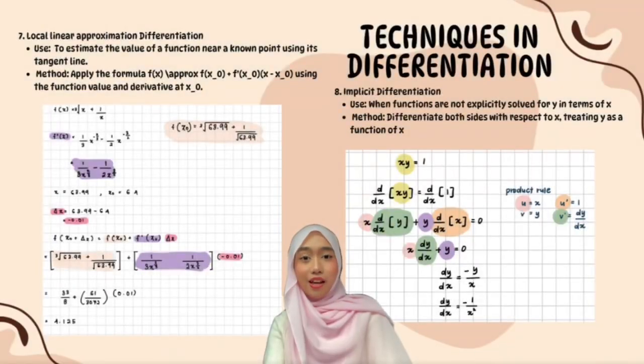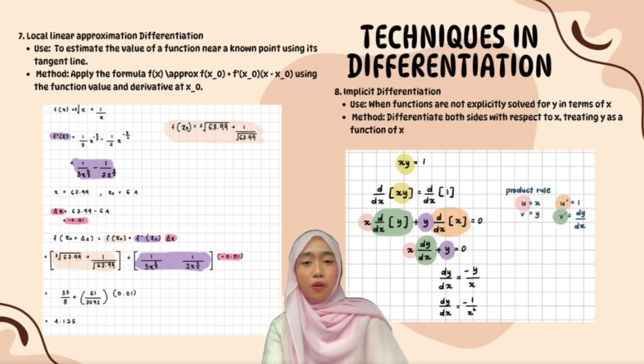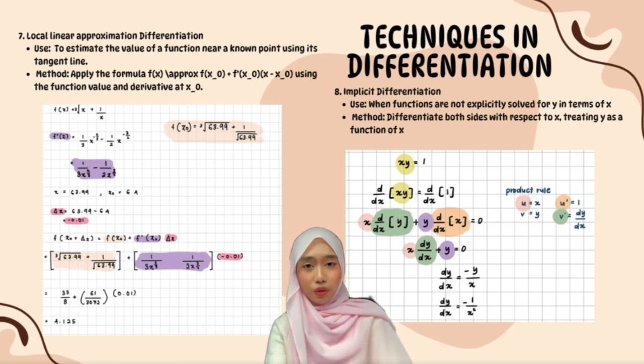Next is local linear approximation. How to use it? It estimates the value of a function near a point x naught using its tangent line. To use it, just apply the formula f(x) approximately equal to f(x naught) plus f prime (x naught) times (x minus x naught), using the function value and derivative at x naught. And we have already attached the example of this technique.